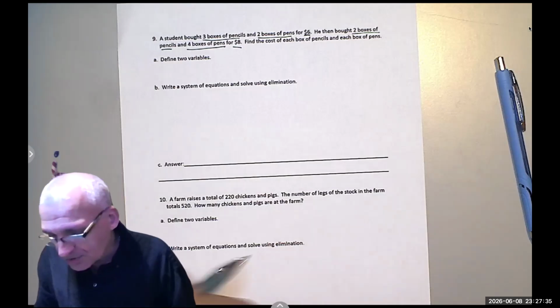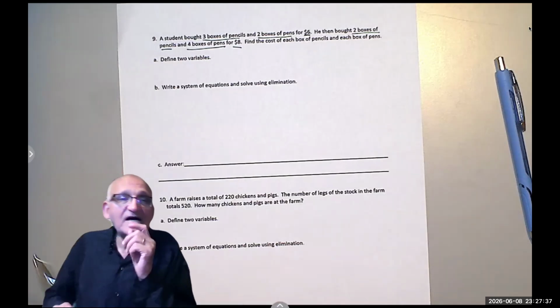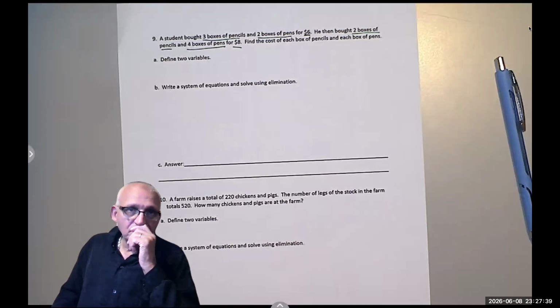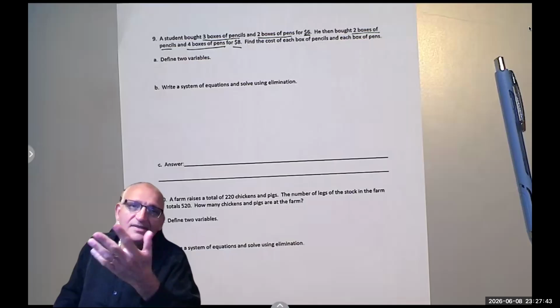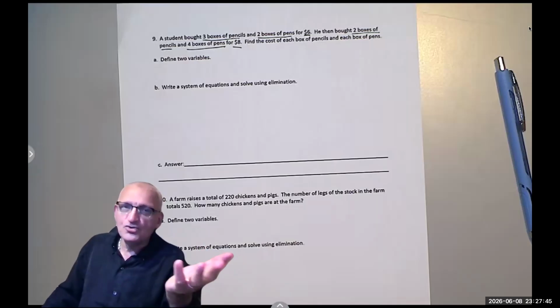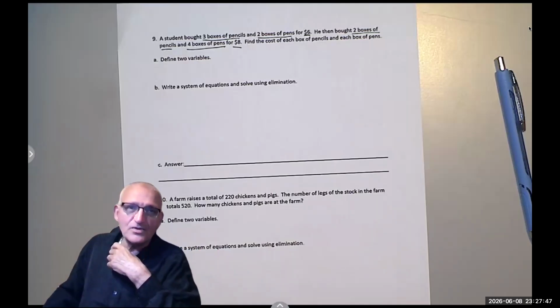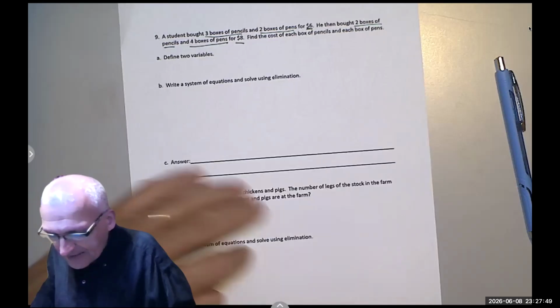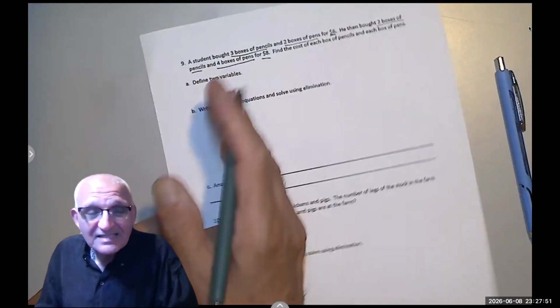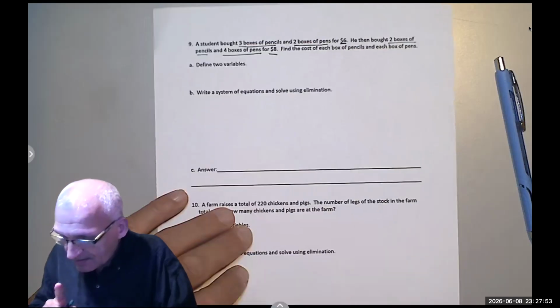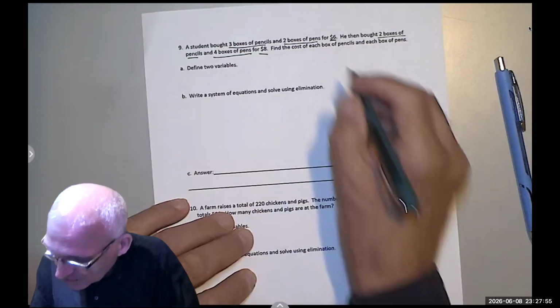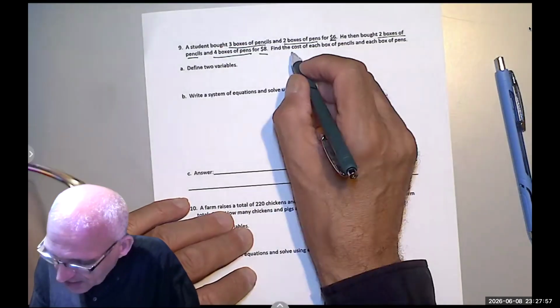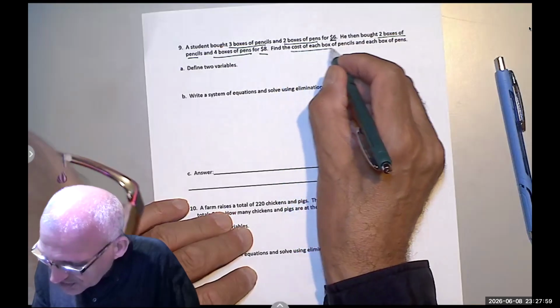Okay? So we have to define two variables, one for pencils, one for pens. It doesn't matter what letters you use. Again, I cannot use P because both of them start with a P. So we can say, for example, let X be. Now, be careful. They want to know the cost of each box of pencils.